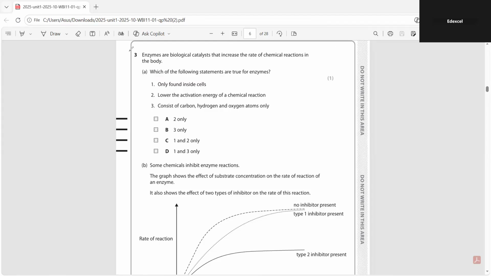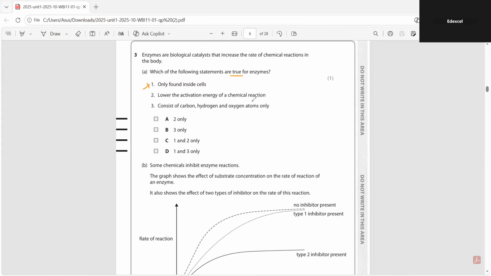Let's see the third part of the question. Enzymes are biological catalysts that increase the rate of chemical reaction in the body. Which of the following statements are true for the enzyme? So they are only found inside cells, which is wrong because they can be found in non-living cells also.